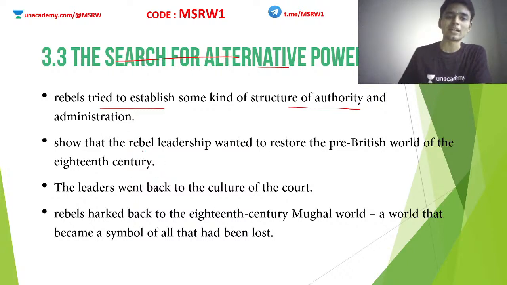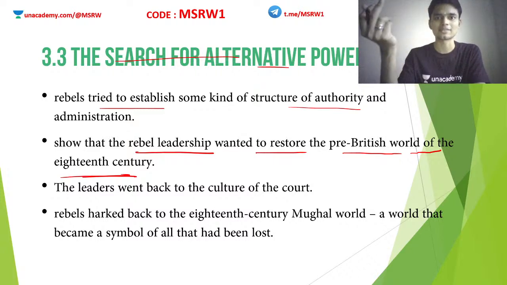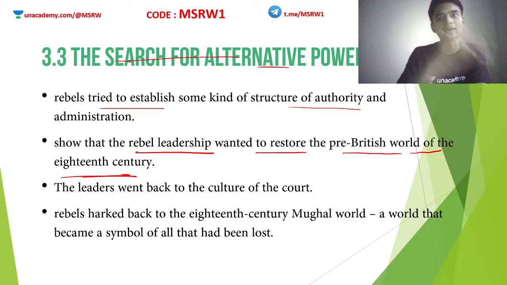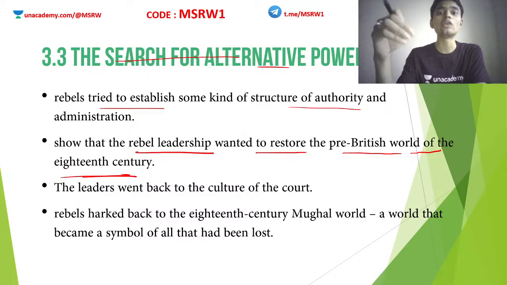They wanted to show that the rebel leadership wanted to restore the pre-British world of the 18th century. They wanted the people to think that the rebel leaders were actually trying to bring India back into the pre-British era, the era of the Mughals, when the Hindus and the Muslims coexisted peacefully, when the Indian economy was flourishing, when artisans and craft people had full-time jobs, when the Indian handloom industry was extremely famous in the world. They wanted to take Indian society back to pre-British times.